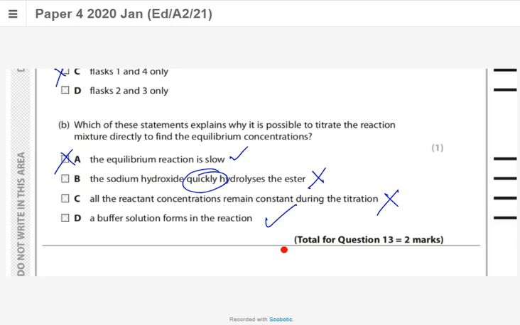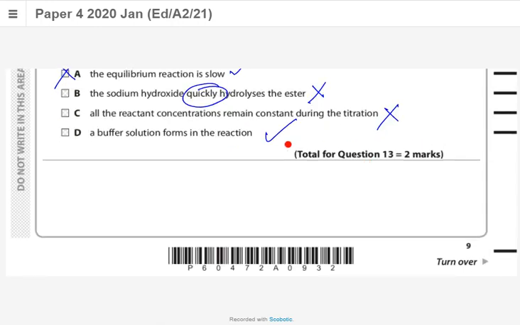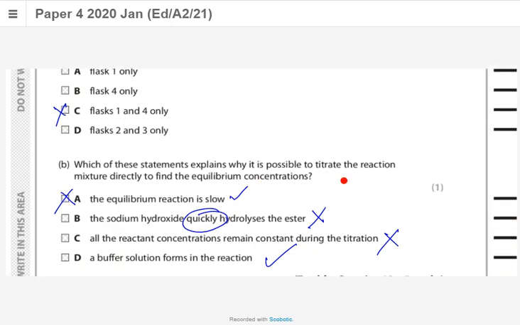If the reaction is fast, what happens? Then you have to quench the reaction. The best way to quench this reaction is to remove the acid, by neutralizing the acid. Then when there is no acid, there won't be any reaction. So therefore, that will quench the reaction. Right? I hope that's clear. Is that clear now? Okay.